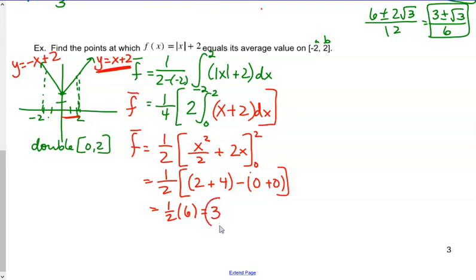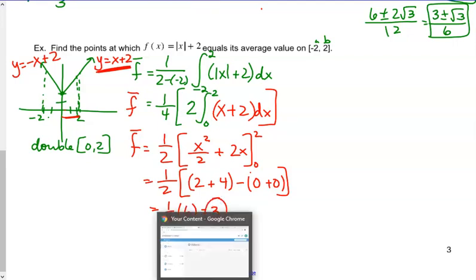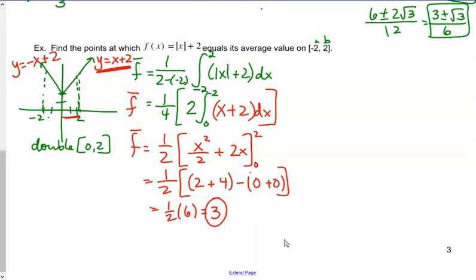Now remember, that's the average value. And my task is to find which points satisfy the mean value theorem, at which points is that equal to the average value. So now I need to take this equal to the function. So now I need, when is f of x equal to 3? That's the question. So when is the absolute value of x plus 2 equal to 3?